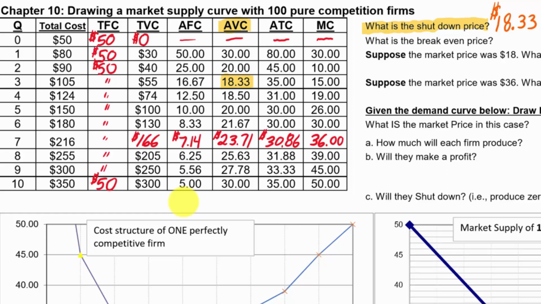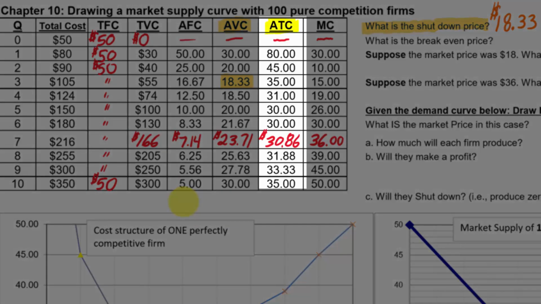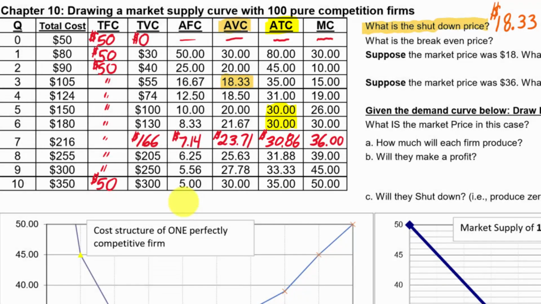And the break-even price is the minimum average total cost, because we know the lowest the average total cost ever gets is $30, and the average total cost is $30 when we're producing either 5 or 6 units. The reason that's the break-even price is because if the price were, say, $29, there is absolutely no way we can produce this product on a per unit basis for less than $30 per unit. So there's no way we can make a profit if the price gets below that 30, because that's the cheapest per unit we can produce this thing for.